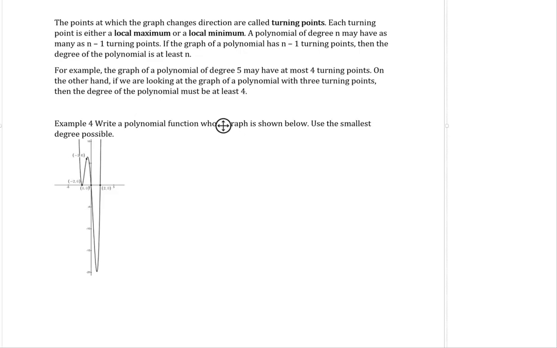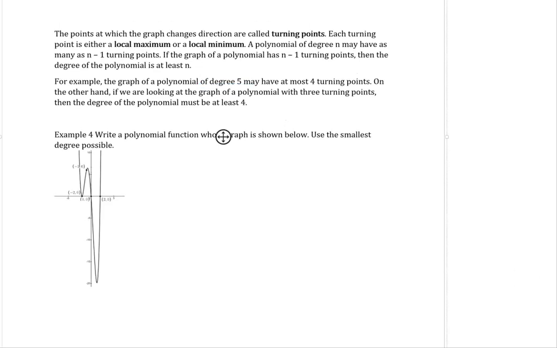And there's a theorem that tells us that a polynomial with a degree n can have at most n minus 1 turning points. So for example, if I have a polynomial of degree 5, the largest number of turning points that it could possibly have is 4. The theorem also states that if you're looking at the graph of a polynomial and you see n minus 1 turning points, however many turning points you see, it means that the degree of the polynomial is at least one more.